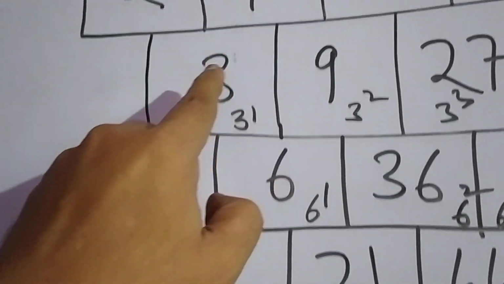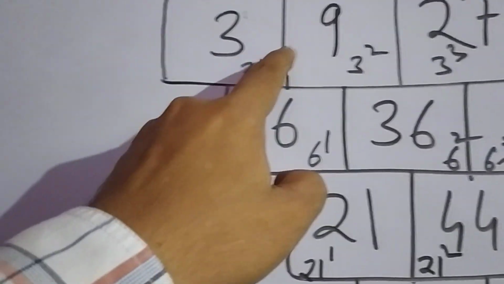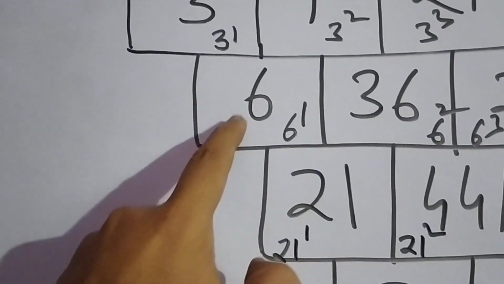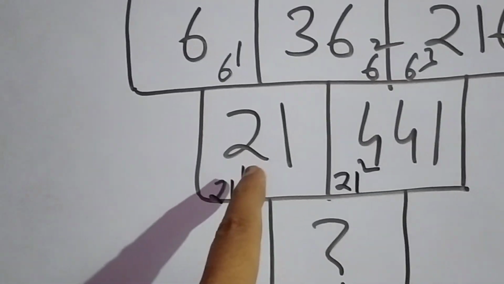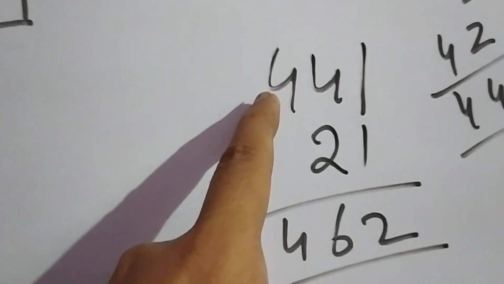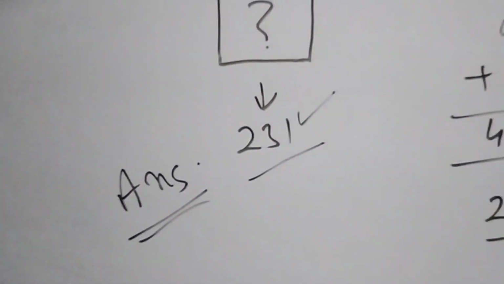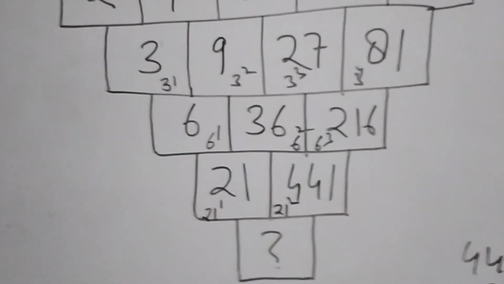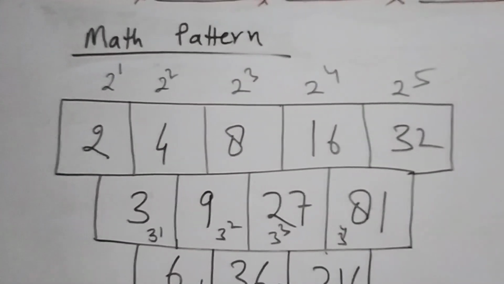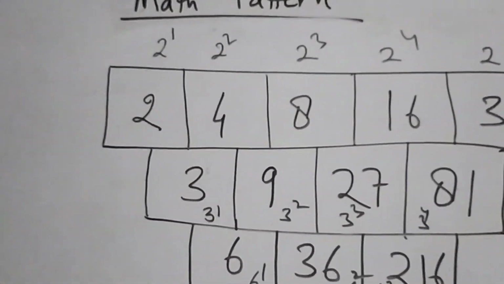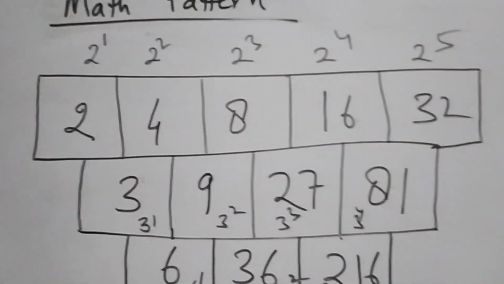2 plus 4 divided by 2 is 3. 3 plus 9 divided by 2 is 6. 6 plus 36 divided by 2 is 21. 21 plus 441 is 462, divided by 2 is 231. So your answer is correct, 231. This is the answer. You can make so many questions like this. But please be sure about the pattern, then only write the answer.